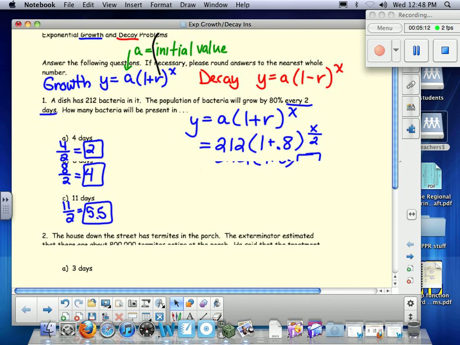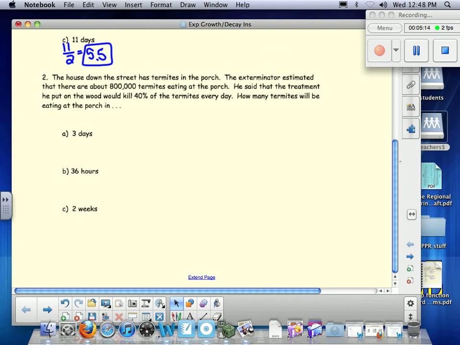Number 2. A house down your street has termites in the porch. The exterminator estimates that there are about 800,000 termites eating at the porch. He said the treatment that he put on the wood would kill 40% of the termites every day. How many termites will be eating at the porch in?